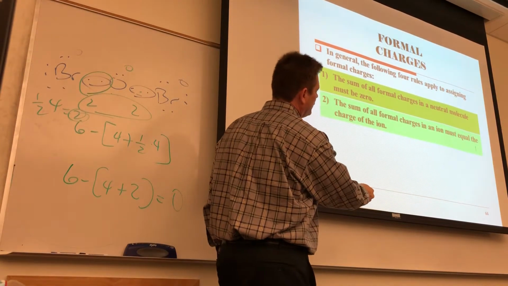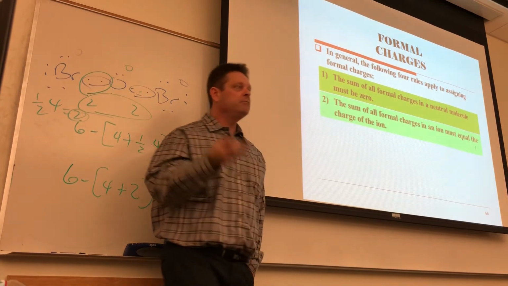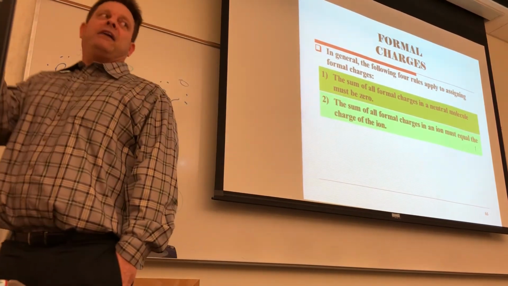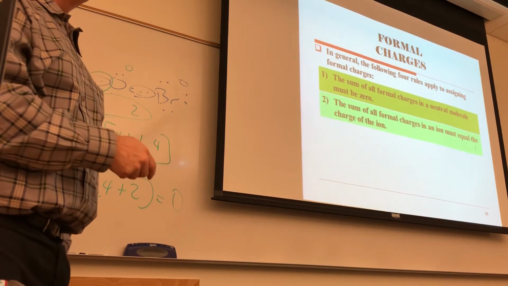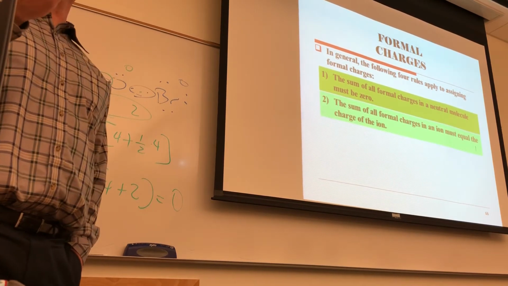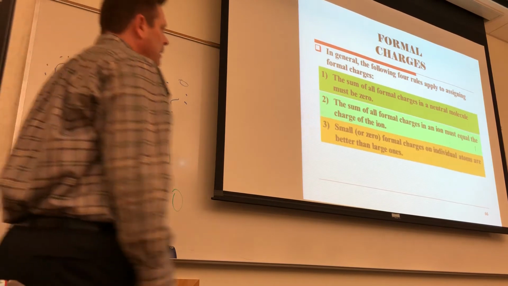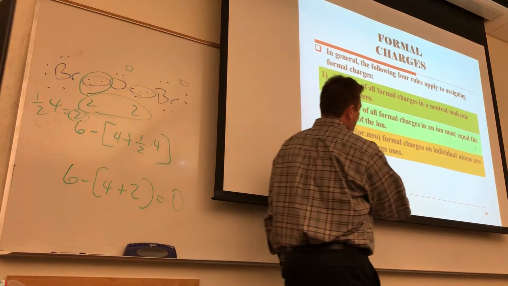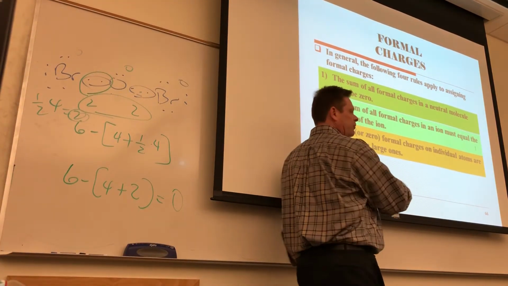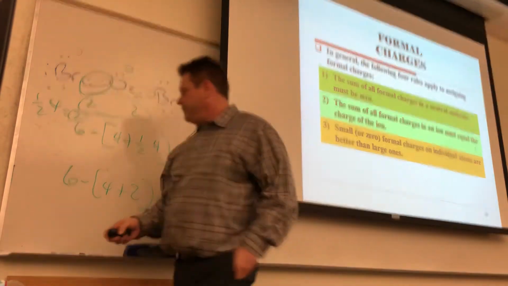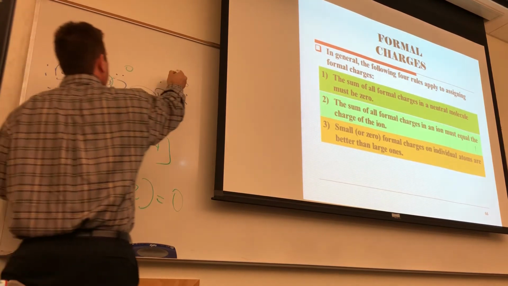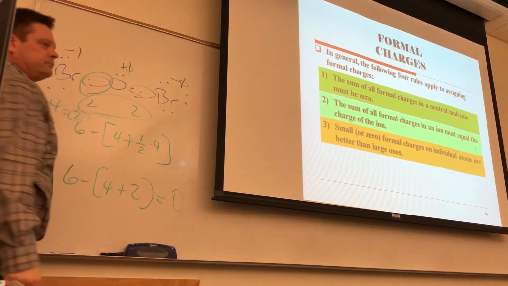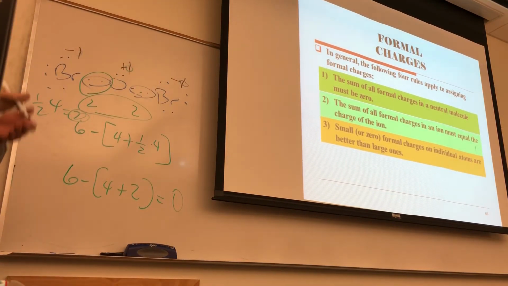The sum of all formal charges in an ion must equal the charge of the ion. If it's a +1, that means it has to be +1 overall. These things are no big deal. Here's where you start determining the best structure. Small or 0 formal charges on individual atoms are better than larger ones. So this is better than if it was -1, -1, and +1. You pick 0, 0, 0. The lower the formal charge, the better the structure.